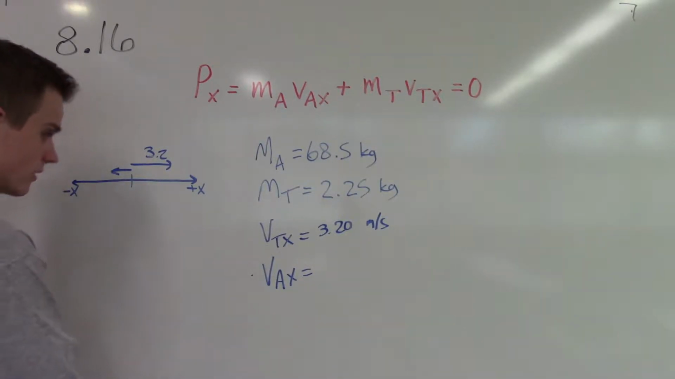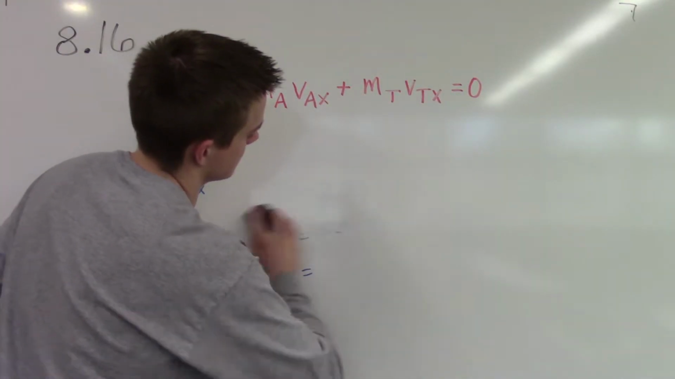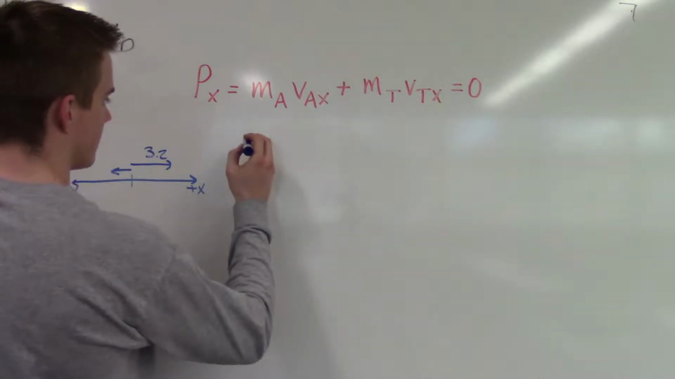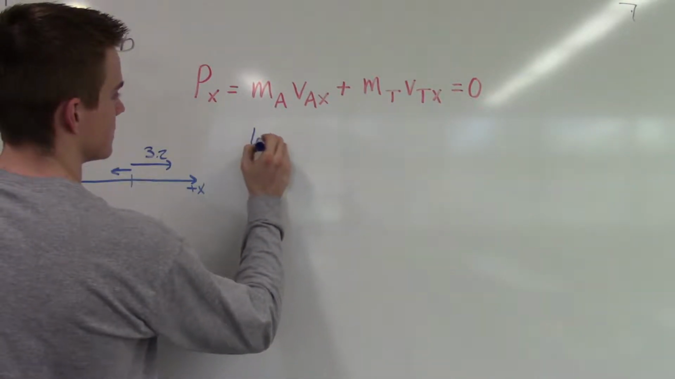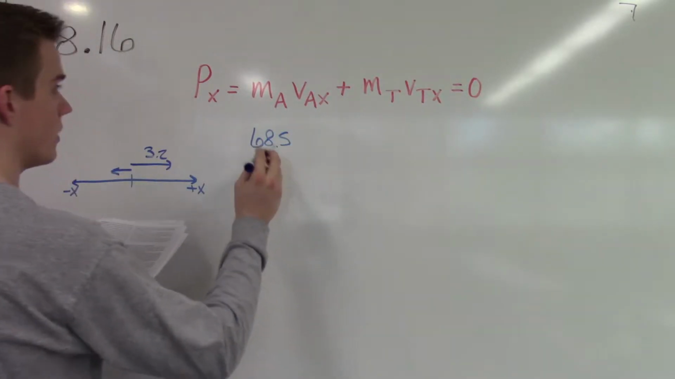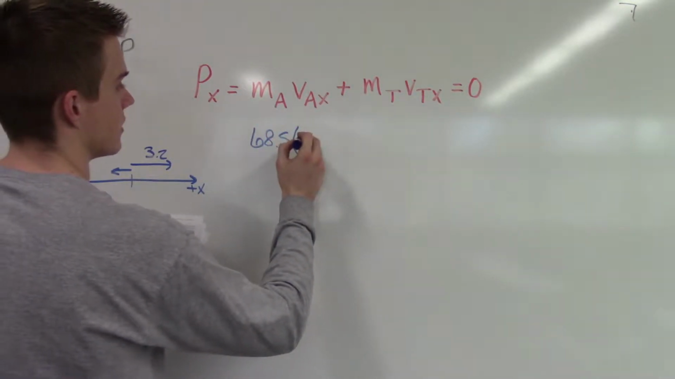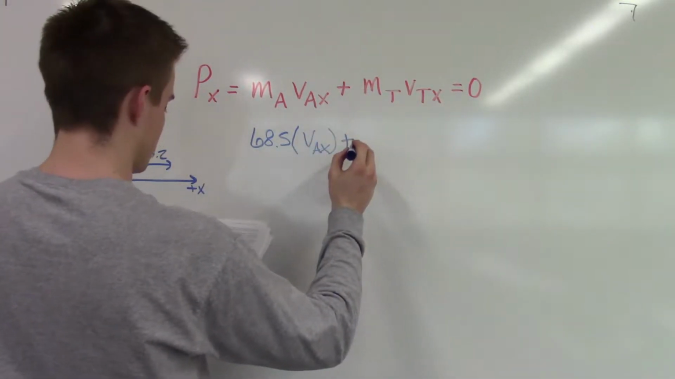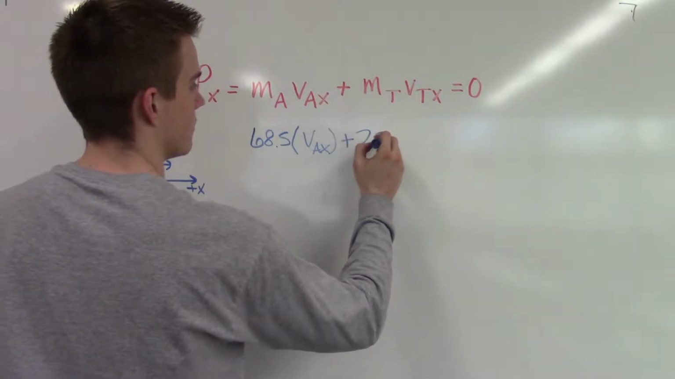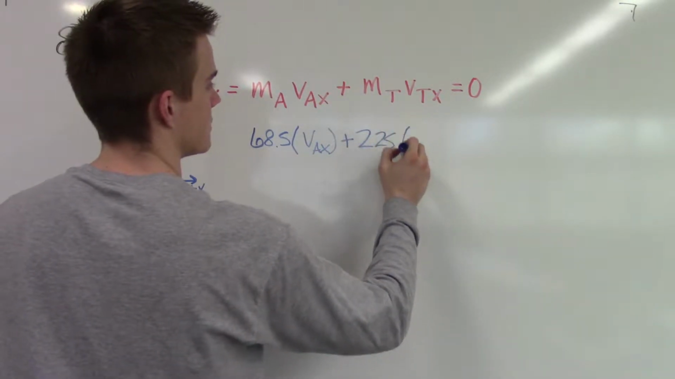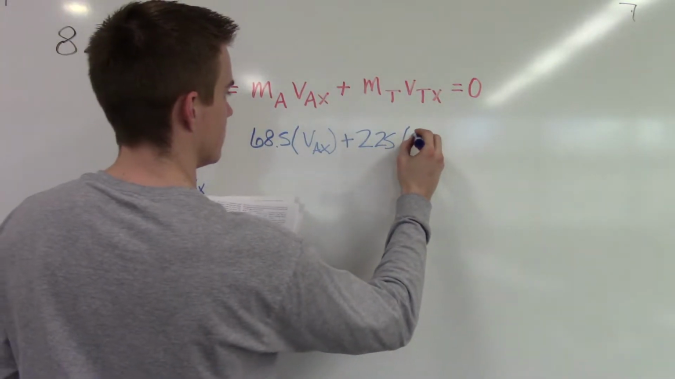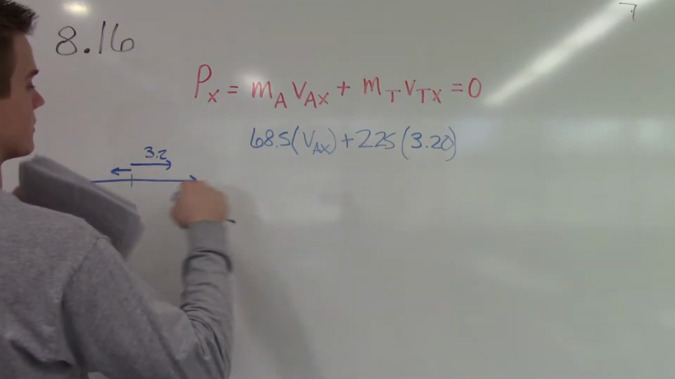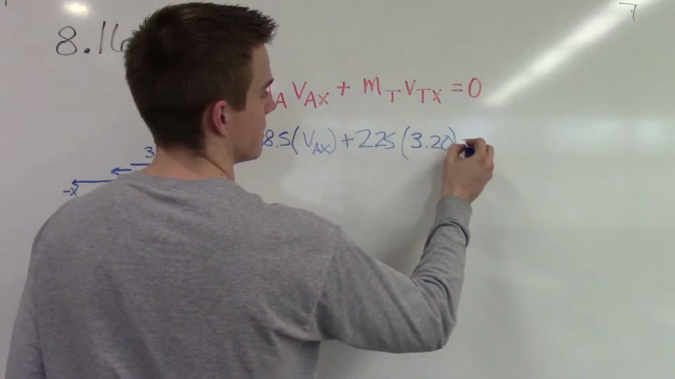So I'll erase all this. So the mass of the astronaut is 68.5 times the velocity of the astronaut, which is what we're trying to find, plus the mass of the tool, which is 2.25, times the velocity of the tool, which is 3.2. And since they're going to be offsetting, in opposite directions, they're going to be equal to 0.